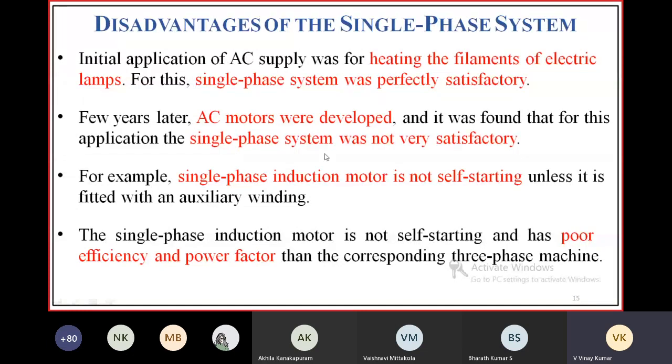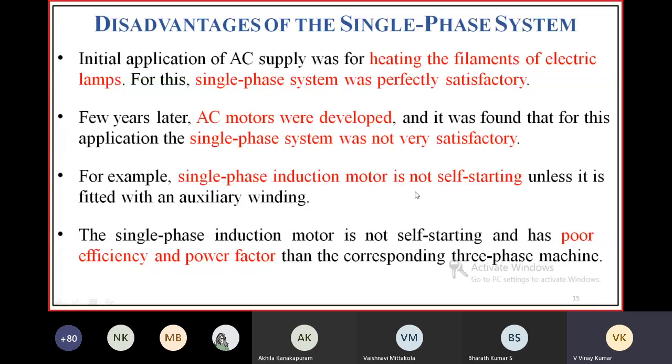A single phase induction motor is not self starting. A three phase motor is self starting, because in a three phase induction motor there will be a rotating magnetic field. The rotating magnetic field is produced because of the three phase supply, so it is self starting. Whereas a single phase induction motor is not self starting.